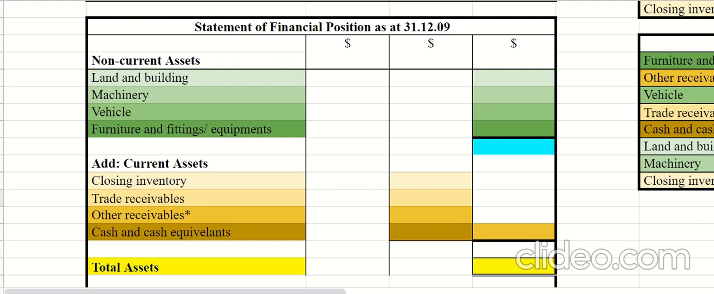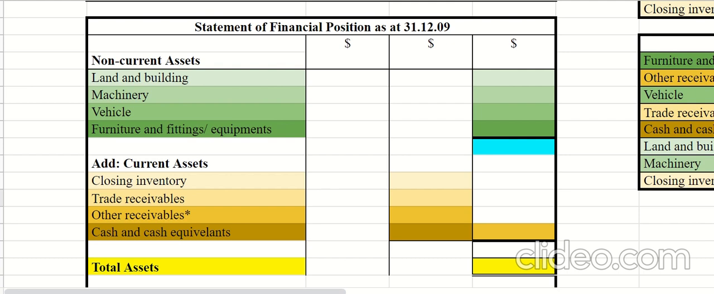Non-current assets examples are land and building, machinery, vehicle, furniture and fittings or equipments. These are assets which can be used for more than a year. Ensure that you write the non-current assets in the same order. The highest value should go first. So land and building has the highest value compared to the rest of the non-current assets, followed by machinery, motor vehicle or vehicle, furniture and equipment or equipments.